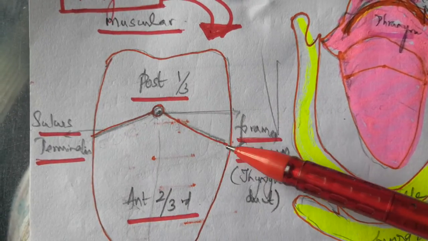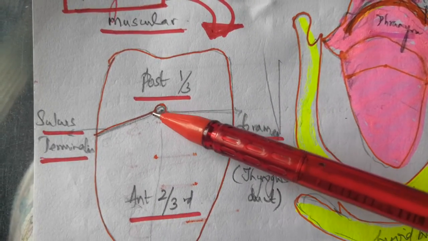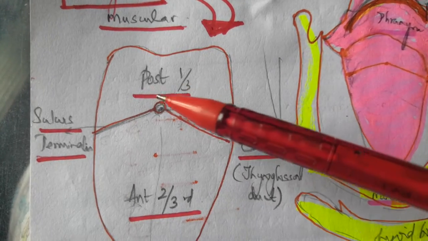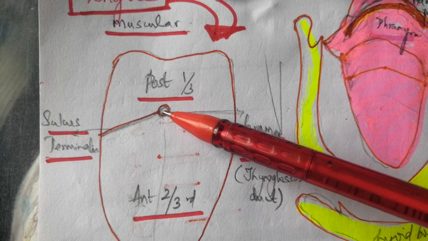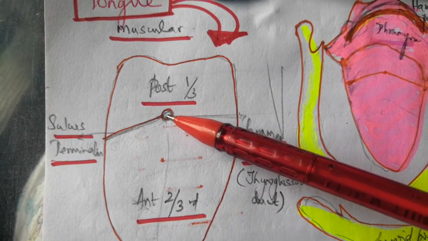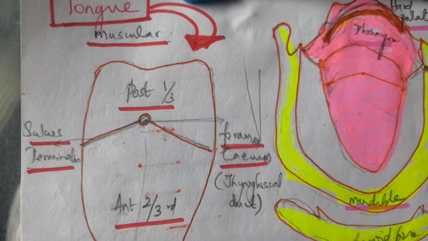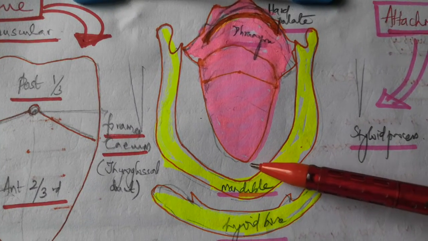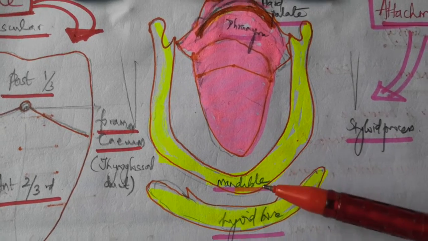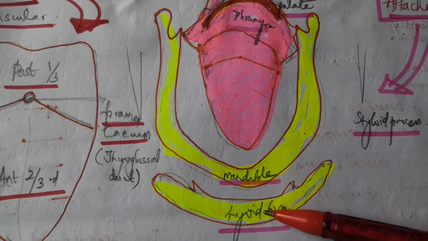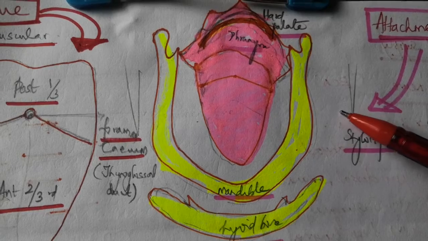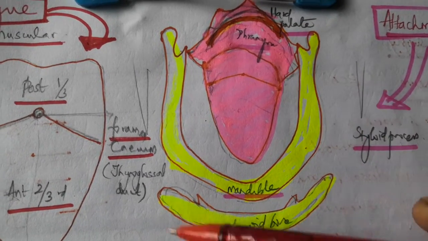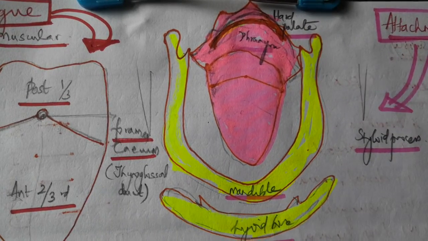See, the apex of the sulcus terminalis has a foramen cecum. This is the point where the thyroglossal duct originates from. Next we will be seeing about the attachments of the tongue. Where does the tongue get attached? It is attached to the mandible, the hyoid bone, the styloid process, the hard palate, and the pharynx. These are the areas where the tongue is attached.